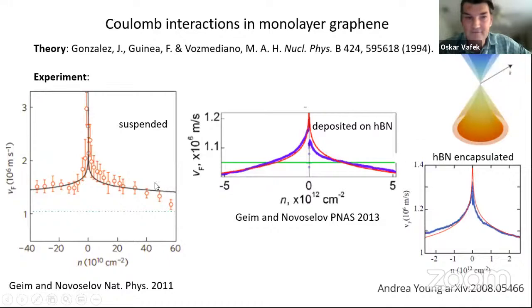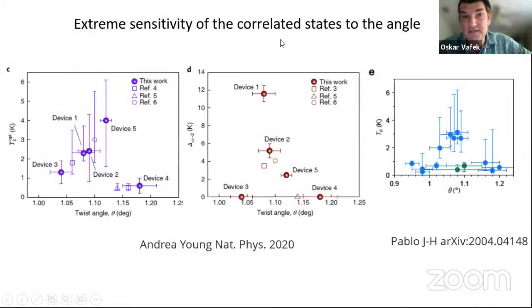So as I mentioned, this extreme sensitivity of the correlated states to the angle makes us go back and try to understand why we don't see shifts in this magic angle condition for devices in different dielectric environments. For example, systems deposited on hexagonal boron nitride, which are exposed to the air from one side, would have a different dielectric environment than samples which are encapsulated. So in the first part of the lecture, I will show you that this RG treatment that we developed is able to explain this insensitivity of the magic angle to the dielectric environment.